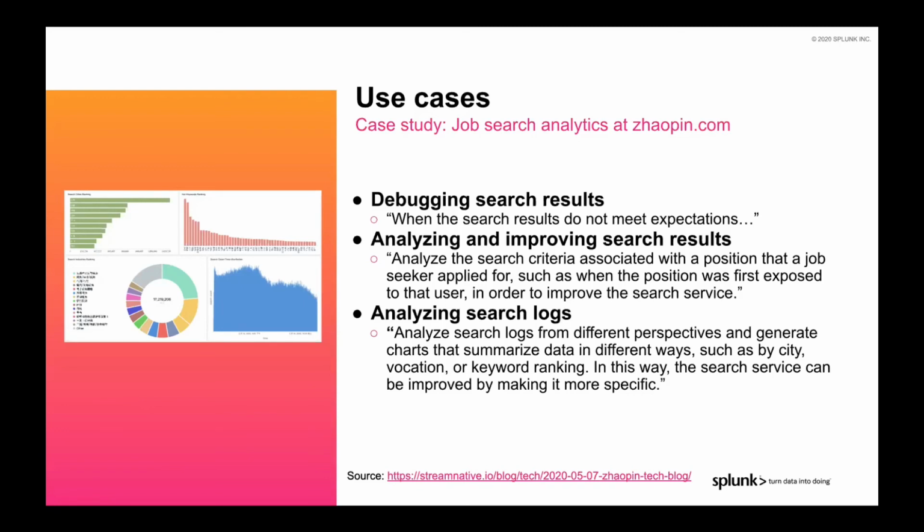And going off of that, they're also using Pulsar SQL to analyze and improve search results in general. For example, if search criteria are associated with a position that a job seeker applied for, such as when the position was first exposed to the user, and analyzing the search criteria for that job seeker, what that job seeker applied for, they can improve some of the quality of their search results.